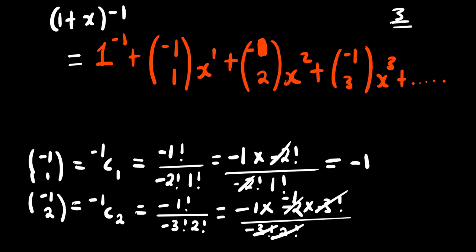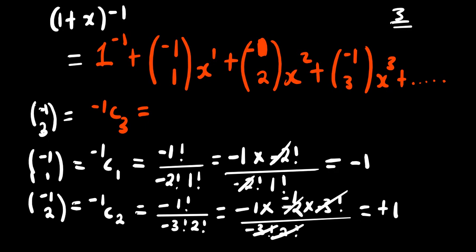Now the negative 1 multiplied by the negative 1 on top, I'm going to have a positive 1. Okay, allow me to solve the third one on top here. That is negative 1 combination 3. How am I going to solve this one? So this is negative 1 combination 3.